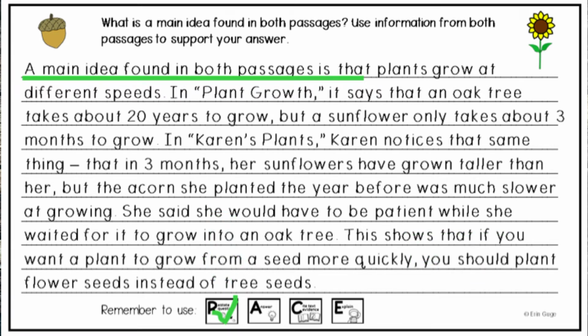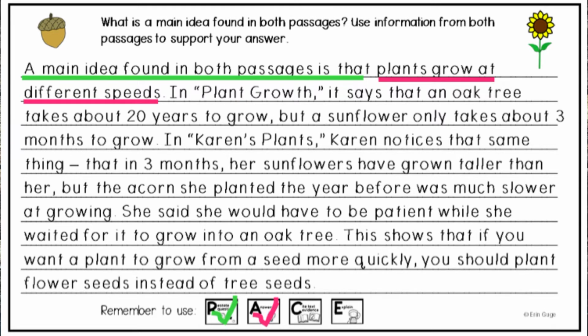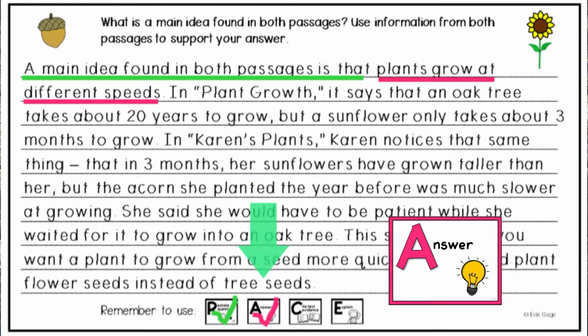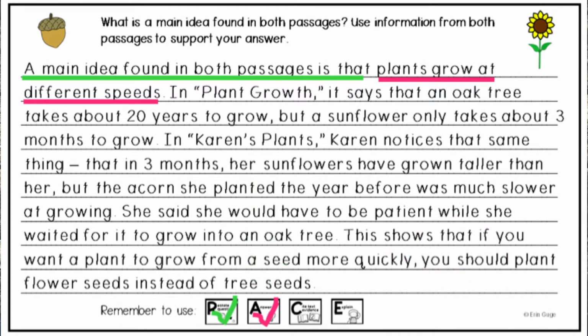Now find and whisper the A part. Plants grow at different speeds. That answers the question. So we underline it in pink and check it off. Now find and whisper the C part from the first passage.